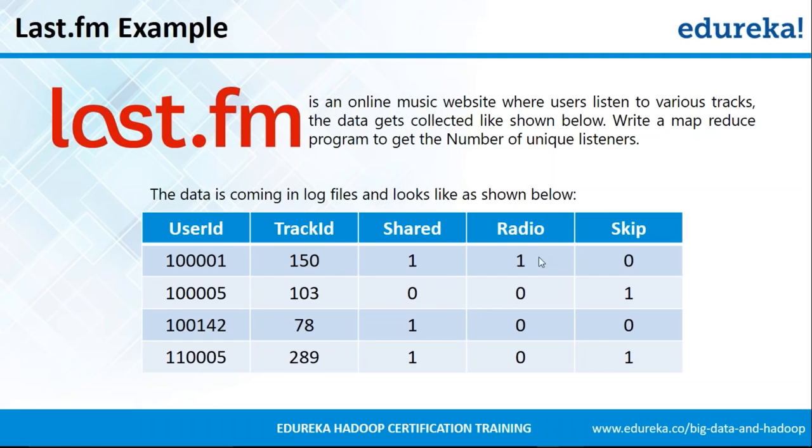Radio, it was listened on radio or not. So if the value is 1, it means it was. If the value is 0, it wasn't. Similarly, we come on to skip. If the value is 0, the song was not skipped. However, if the value is 1, the song was skipped. So this is how the data is stored at last.fm.